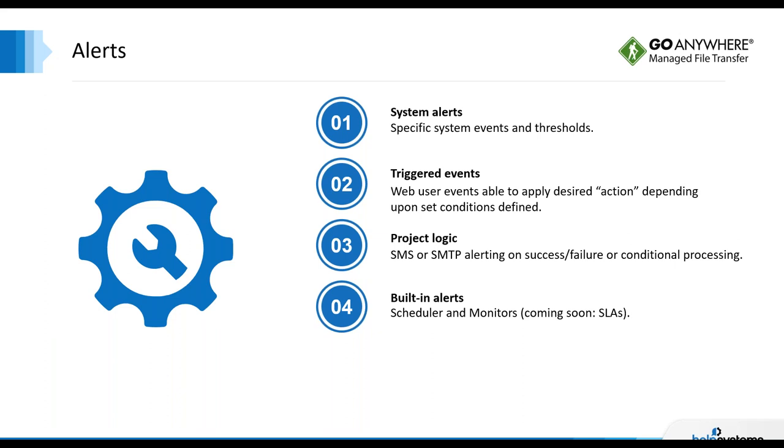Now we can actually put some of that error logic in there to where maybe we do try some retries, or we just send an email notification to the person responsible for that product to let them know that this actually failed or was successful, either one. And then built-in alerts, we'll look at the schedulers and monitors. On schedules, you have built-in alerts to see if the project that was called was successful or not, and monitor, same type of thing. We'll talk a little bit more about those.